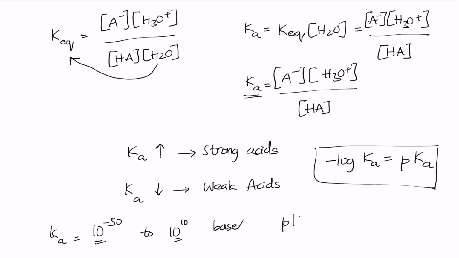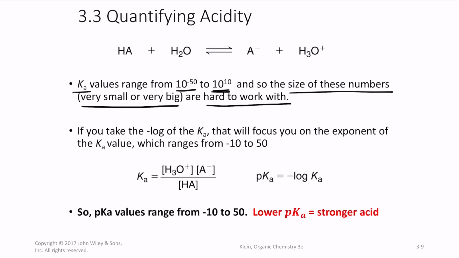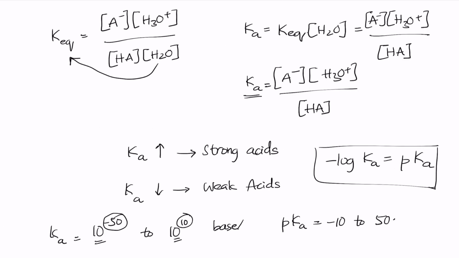Now this pKa, when we use negative log, changes the sign of the power and gives us a whole new set of values. So the values range from minus 10 to 50. This is how we can determine Ka. These pKa values generally range from minus 10 to 50.